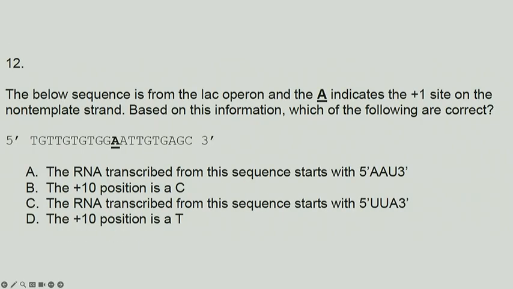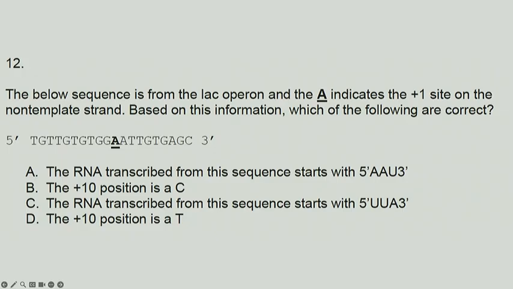Okay, the below sequence is from the lac operon, and the A indicates the +1 site on the non-template strand. Based on this information, which of the following are correct? Which direction does the plus go on the non-template strand? 5' to 3', right? So we're heading towards the 3'. If A is your +1, where is your +10? Down on the 3' on the C. So the +10 position is at a C, and we can eliminate D. So we're at B.